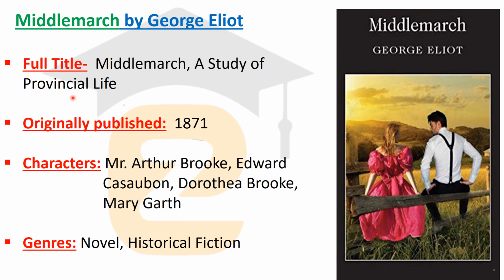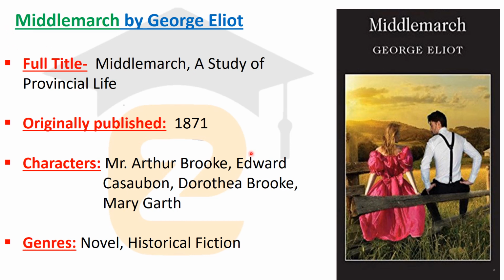The full title of this novel is Middlemarch, A Study of Provincial Life, originally published in 1871, and it has 8 installments. The characters we have in this novel are Mr. Arthur Brooke, Edward Casaubon, Dorothea Brooke, and Mary Garth. These are the important characters involved in this novel. And the genre of this novel is historical fiction. Yes, friends, this is the historical fiction novel written by George Eliot.